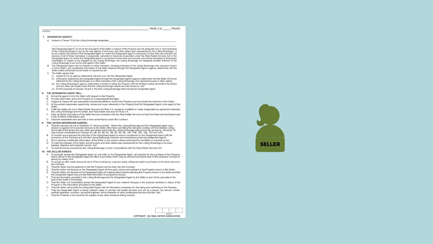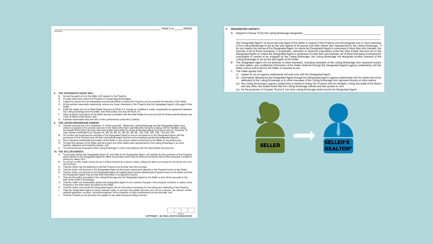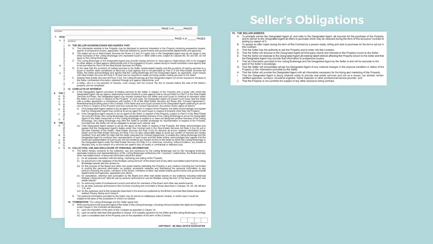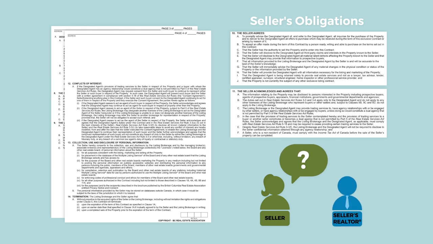The designated agency section provides for the appointment of the designated agent, your realtor, and sets out what would happen if your realtor is not able to act for you. The seller's responsibilities and acknowledgments are also set out in the multiple listing contract. Sellers should review their obligations carefully and ask their realtor if they have any questions prior to signing the contract.